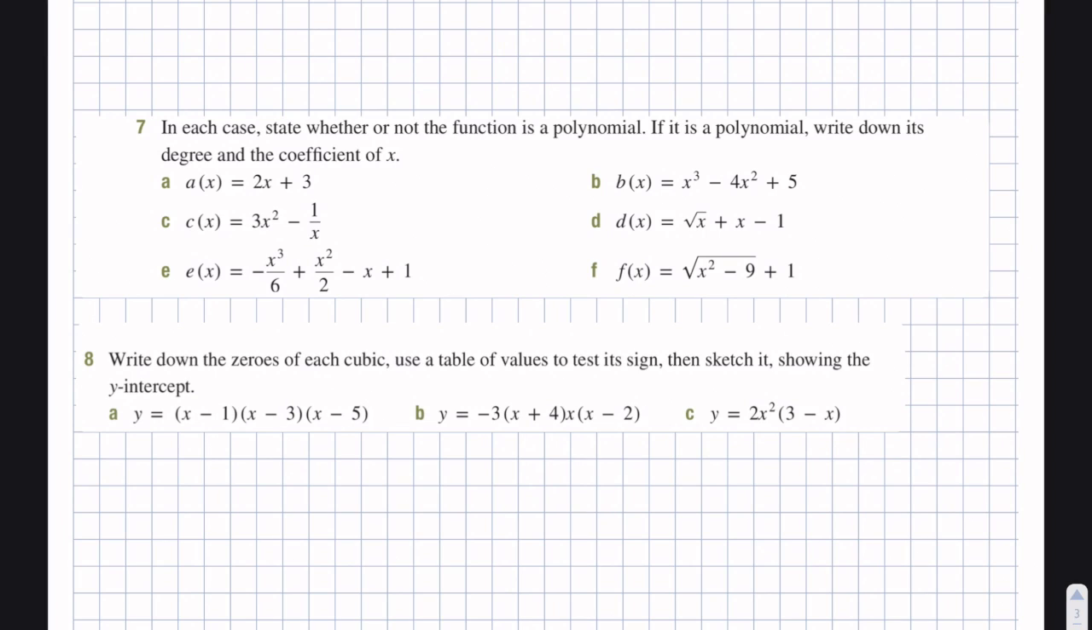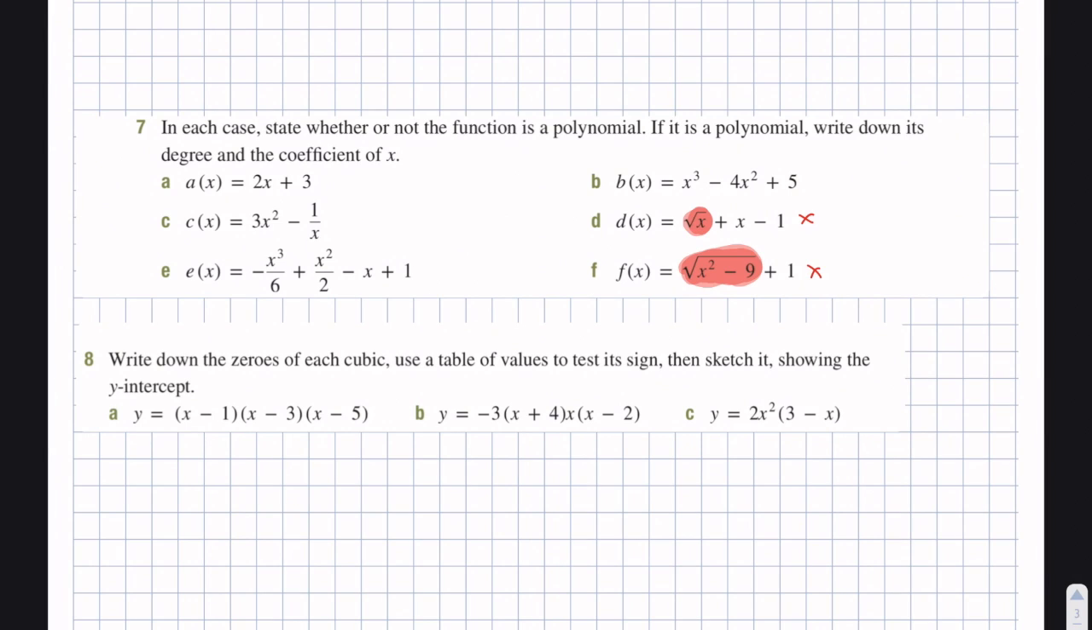Let's have a quick look at question 7. And this one's really easy. It's a gift, this question. Anytime you have something where, we'll do these in red, you've got a square root of x, here we've got a square root of x squared, or you have an x on the bottom of a fraction, it's not a polynomial. So that's not, and that's not.